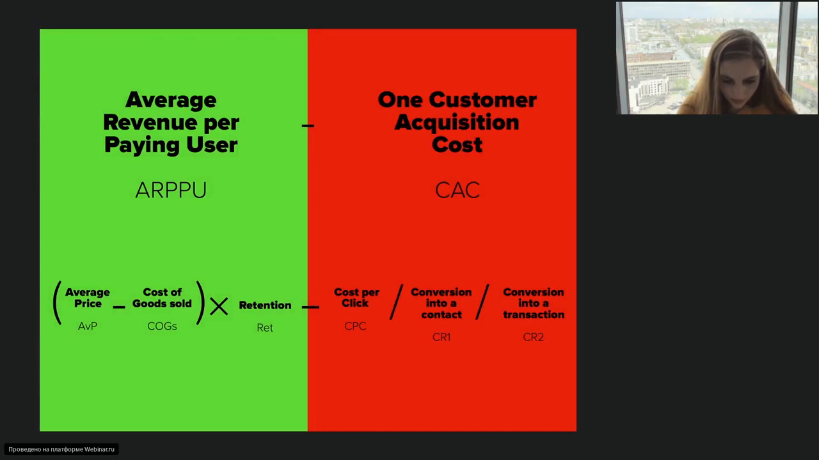Okay, so let's look at the total formula. It looks like this. It consists of the operating profit per customer on one hand and the customer acquisition costs on the other hand. You can see the average profit, subtract cost of goods sold, multiplied by the retention on the left. There is a customer acquisition cost divided into conversion. So the total amount, again, should be above zero. Since it is above zero, we can afford a digital marketing channel and the investment will return. So this is the whole idea.